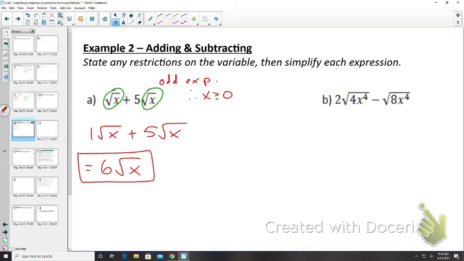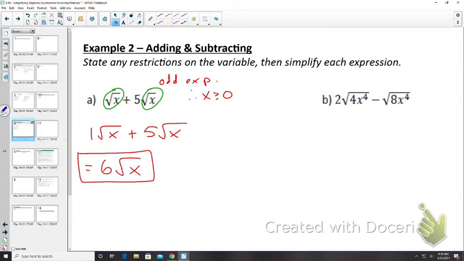And our restrictions are x must be greater than or equal to 0. Okay, on to B. So we have 2 root 4x to the 4th minus 8x to the 4th. So I think I actually said that we had the same radicand just a moment ago, but we actually don't, right? 4x to the 4th is definitely different than 8x to the 4th. Okay, so we cannot just subtract those right off the hop.